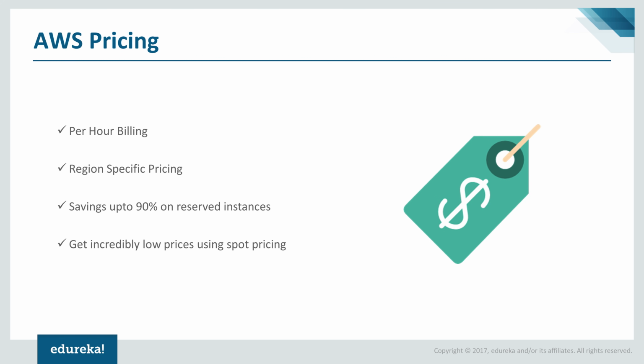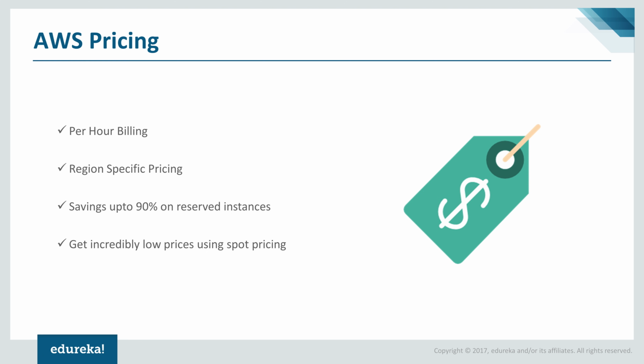Now, AWS pricing is amazing. Like we discussed, we have a per hour billing kind of system, right? And the pricing is also region specific, in the sense that each region has different pricing for different services. They don't differ much, but still they are different from each other for each region. So you can choose a region according to your preference.